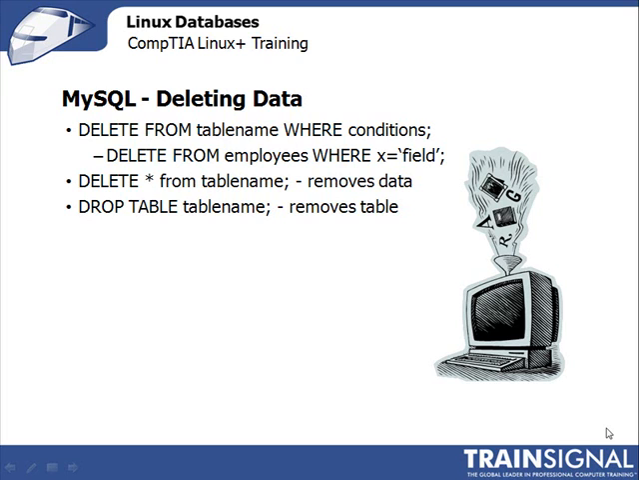Now during my own testing, I've mangled databases and tables to the point where I felt like it was just best to start all over again. If you want to delete all the info from a table, use the command delete space asterisk space from space table name. Now that just removes the data and not the table. If you want to delete the table, you use the drop command, which is drop space table followed by the table name. Okay, let's head to our terminal window and try this out.